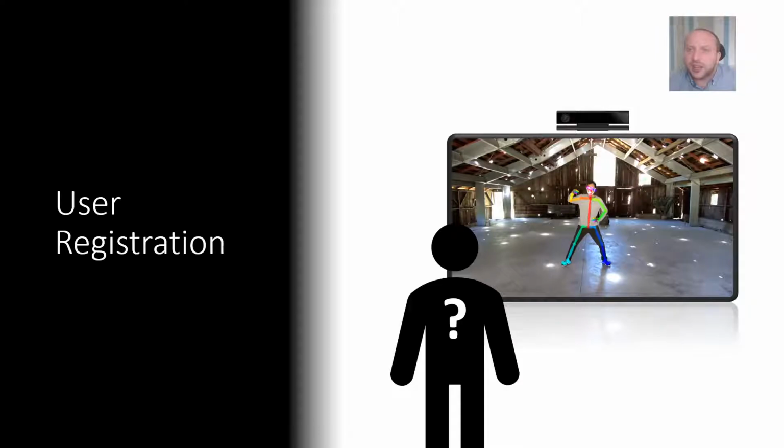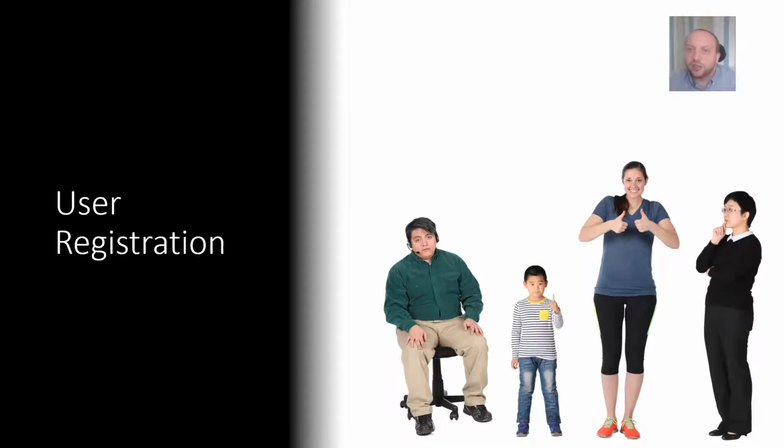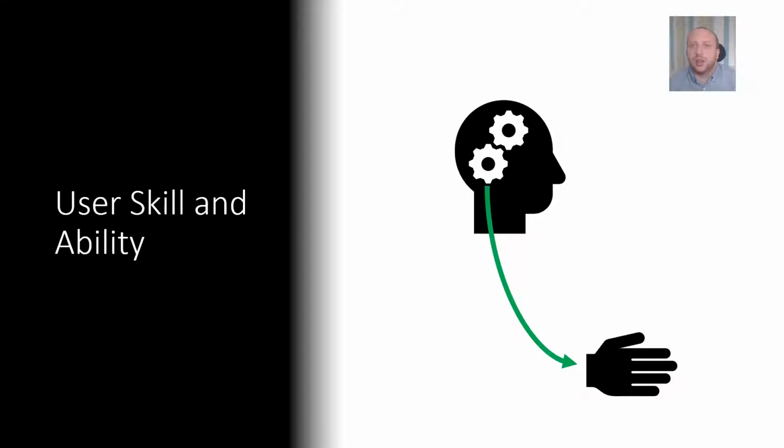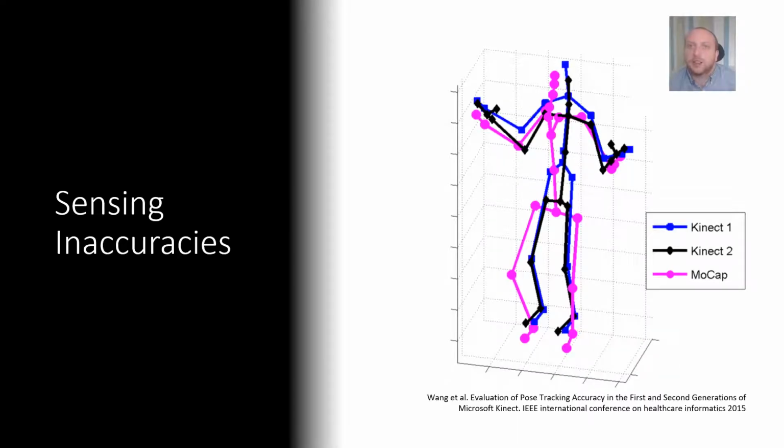We also need to take into account different users who may use the system, and this includes differences in camera perspectives between the input and recording devices, and the physiological variability between the user and the instructor. We also have to consider that a user's internal intentions may not be accurately reflected in their movements, and a user's ability to follow a movement is dependent on their sensorimotor synchronization. This is exacerbated by sensing inaccuracies.